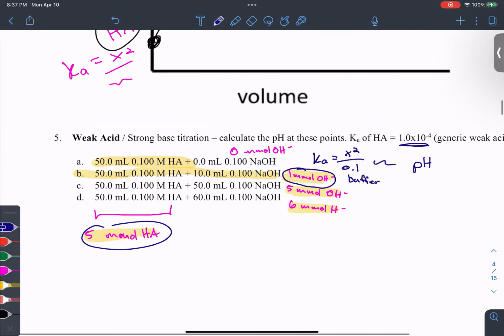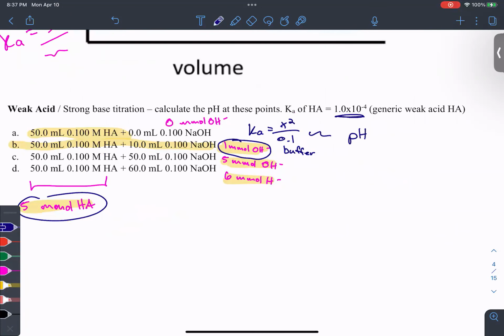So let's see if we can't put the numbers together. So for a buffer, what equation do we use? Henderson-Hasselbalch, yeah? So in our Henderson-Hasselbalch equation, we need to do the BCA table first to figure out how much of the conjugate acid and base are present. What students often will want to do, they'll know, okay, the Henderson-Hasselbalch is pH equals pKa plus log base over acid, but they won't distinguish what base and what acid. They'll just want to put 1 over 5. But 1 millimole is the amount of hydroxide, not of the conjugate base that is in the solution.